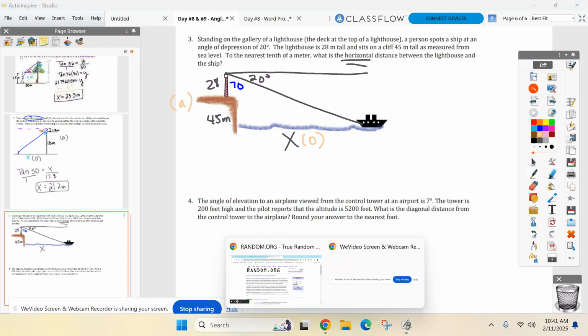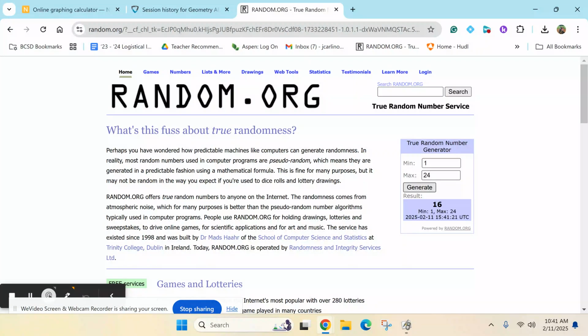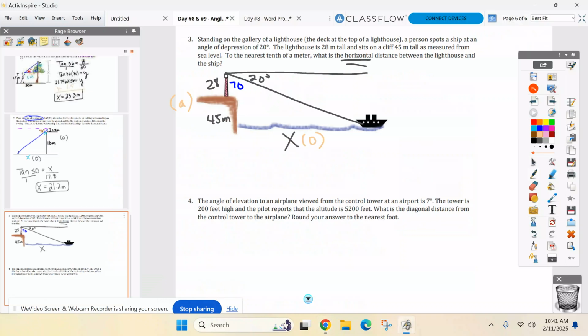Which ratio are we using to solve for this one now? If I have opposite and adjacent, Catherine, which ratio? Tangent, good work. So tan of 70 equals opposite x. Whoa, 28, 45. Neither should appear there, right? Got to add them together. What I got, 373. Make sure we use the whole side of that right triangle, not just the parts.